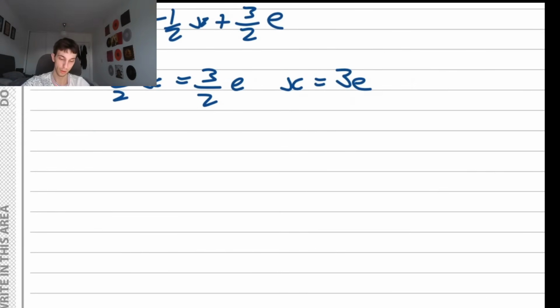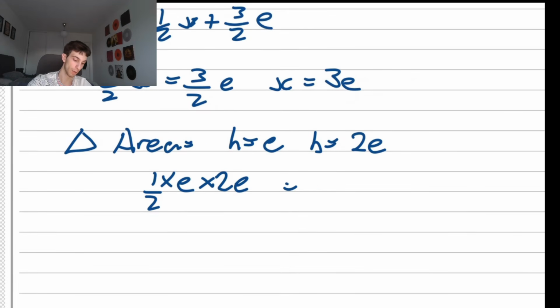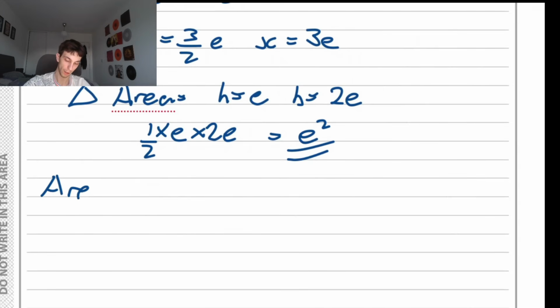Area of the triangle. The area equals half times the height times the base. The height h equals e and the base equals 2e, so we have half multiplied by e, multiplied by 2e. Half times 2 is just 1, so that equals e squared. So we have e squared as the area of the triangle. That's one area that we're going to have to add on to the area under the curve.